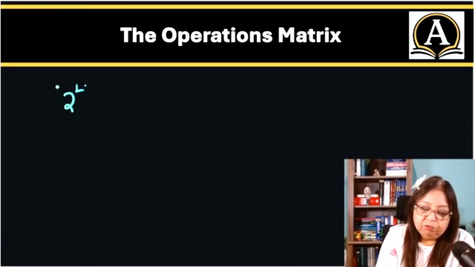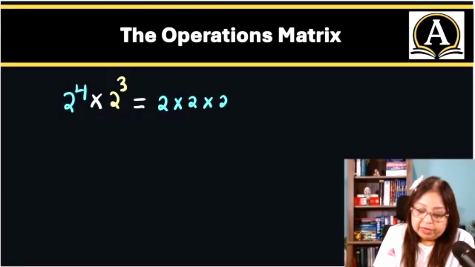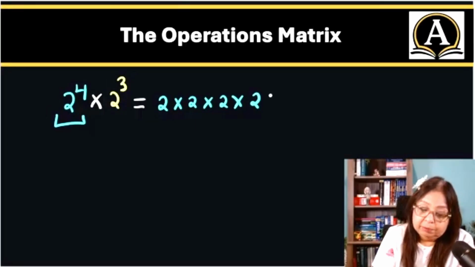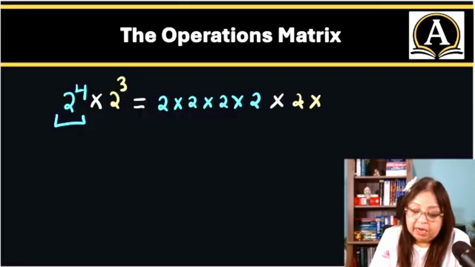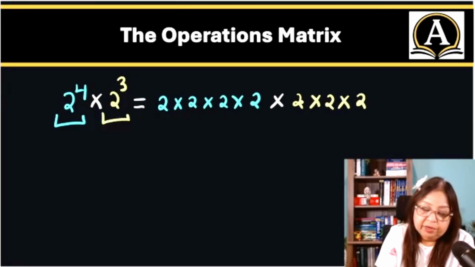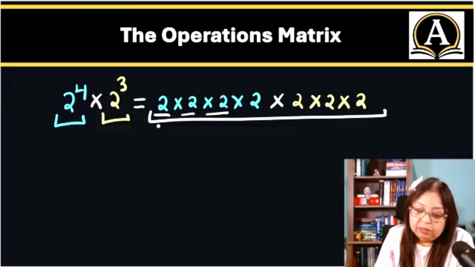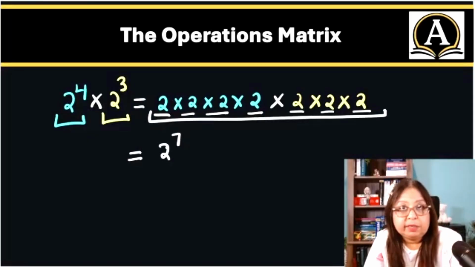Let's say you have 2 to the power 4 times 2 to the power 3. What that means is this. You have 2 multiplying itself 4 times, and that comes from over here, 2 to the power 4, times 2 multiplying itself 3 times, and this comes from over here, 2 cubed. So here on the right hand side, how many 2's are multiplying each other? We have 1, 2, 3, 4, 5, 6, and 7. That means the right hand side is equal to 2 to the power 7.